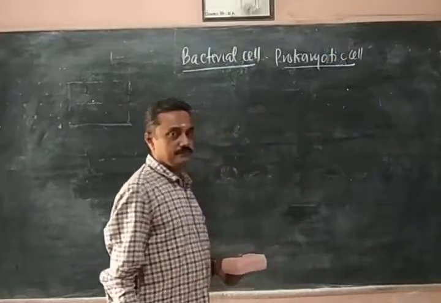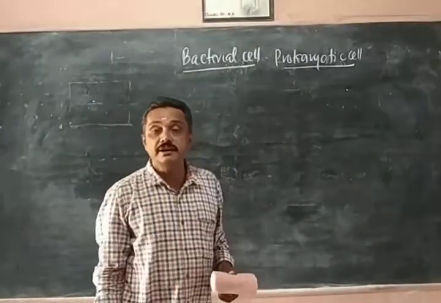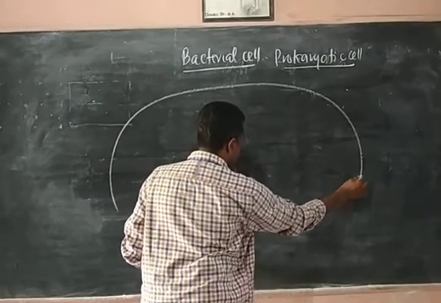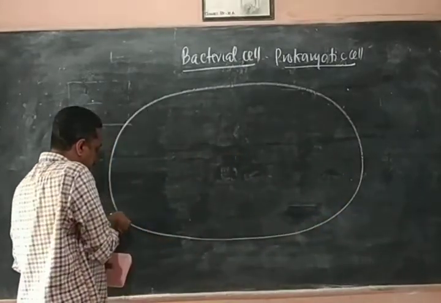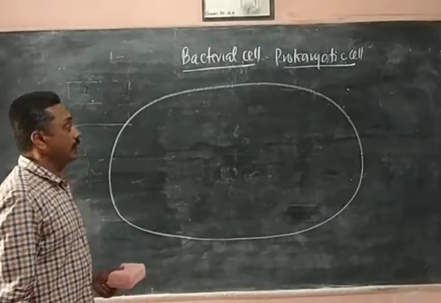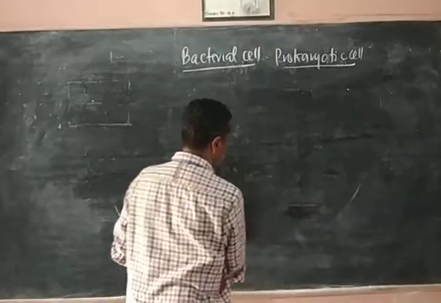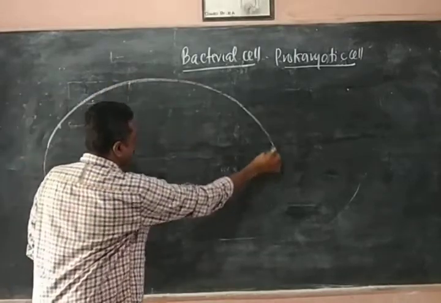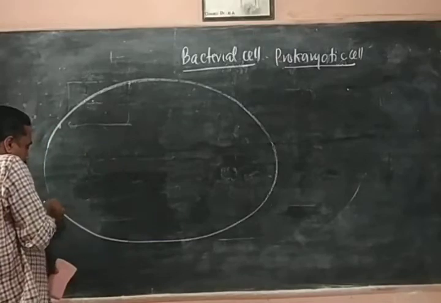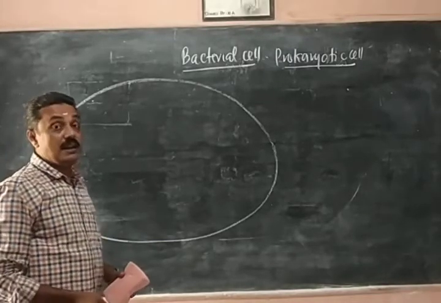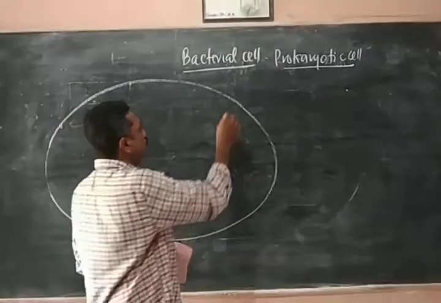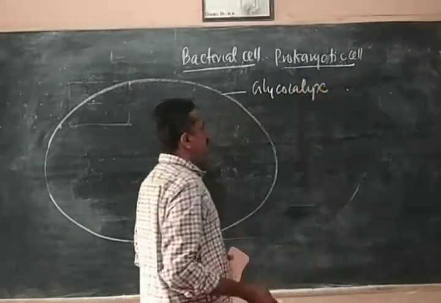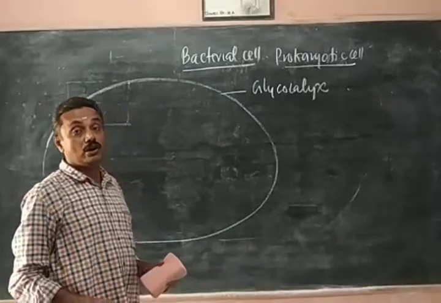See, bacterial cell is very simple. It is covered by a covering. The outermost covering of the bacterial cell is a 3-layered covering. See, the outermost layer is called glycocalyx. The bacterial cell is covered by the outermost layer called glycocalyx.